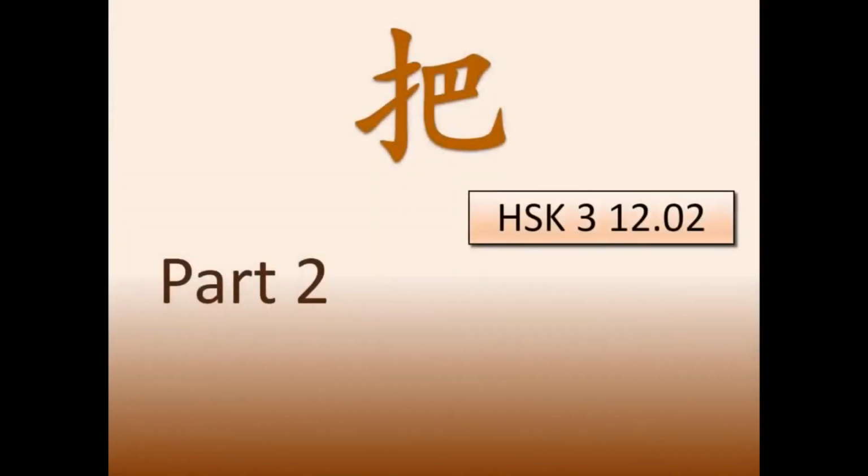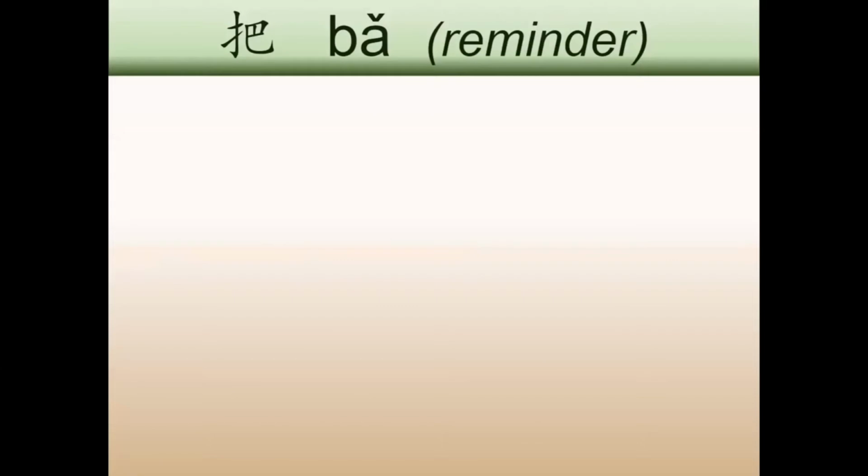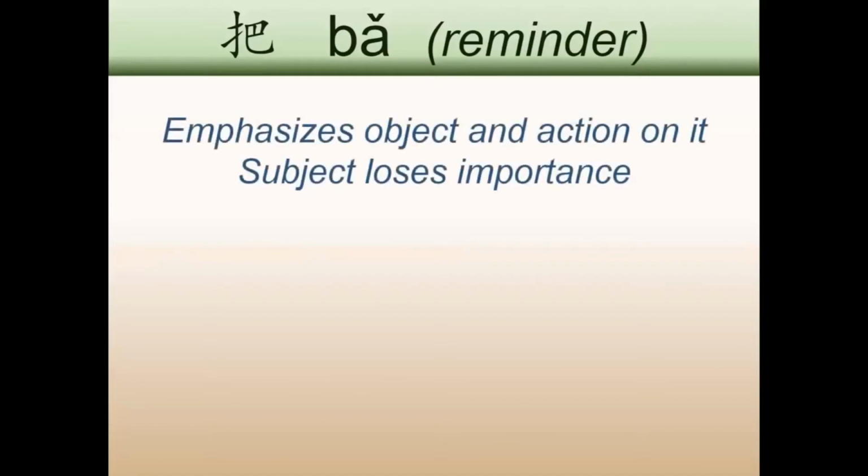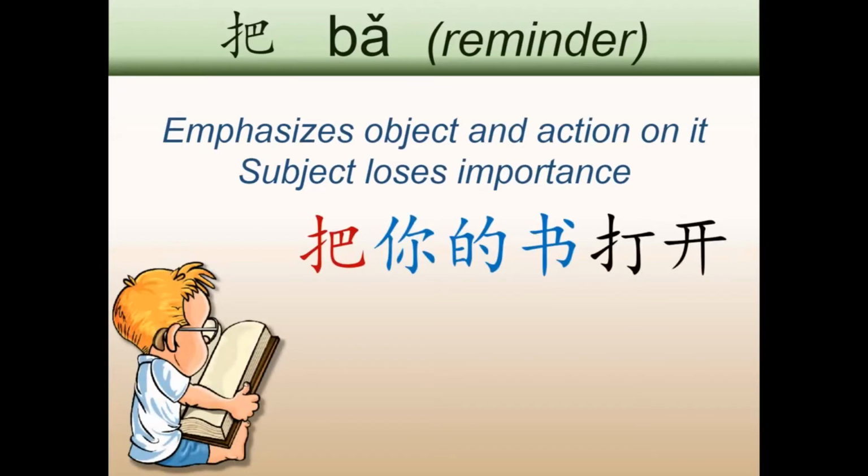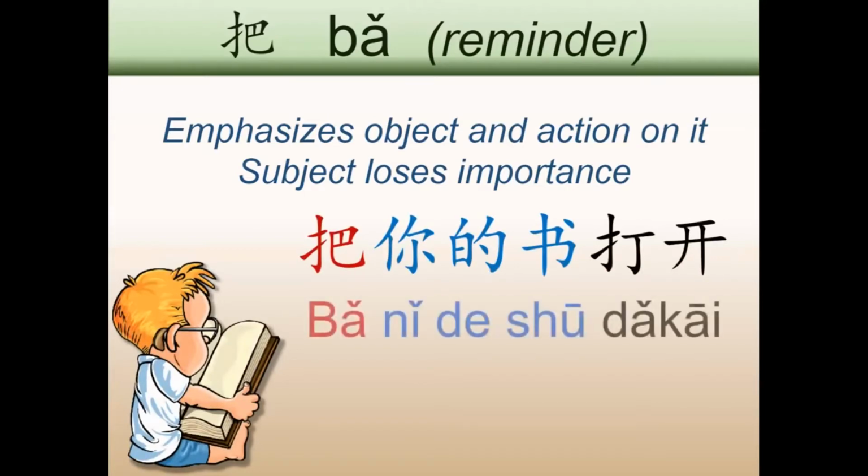This is HSK 3, lesson number 12, warm-up point number 2. We continue studying the particle 把 (ba). As a reminder, we studied that this particle emphasizes the object and the action on it. In this type of sentences, the subject loses importance. A simple example here: 把你的书打开. The important part in this sentence is 你的书, your book, and the action on it, 打开, to open it.